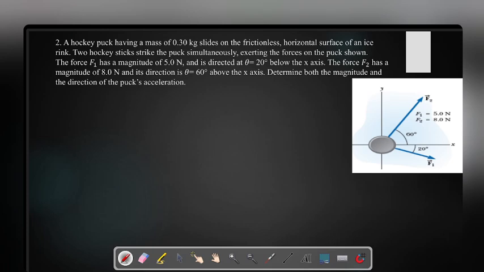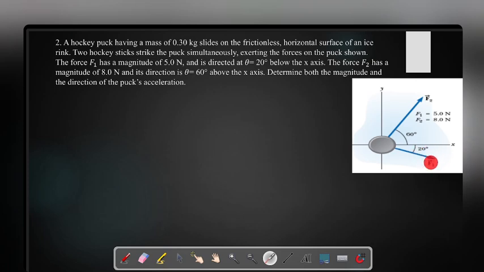Then moving to our second question. This question says, a hockey puck having a mass of 0.3 kg slides on the frictionless horizontal surface of an ice rink. Two hockey sticks strike the puck simultaneously, exerting the forces on the puck as shown. Force number 1 has a magnitude of 5 newtons, and it is directed at an angle of 20 degrees below the x-axis.